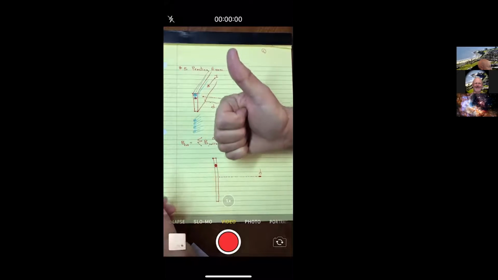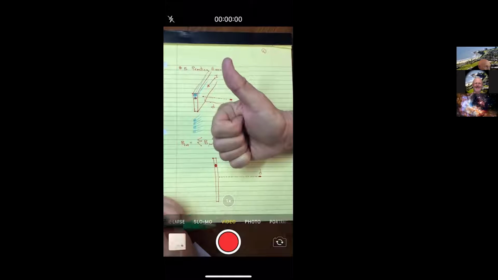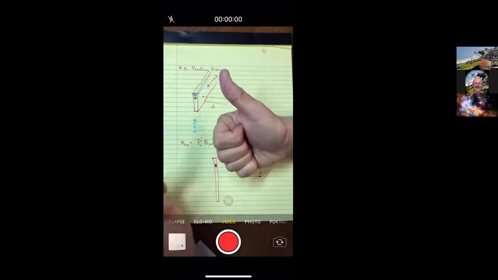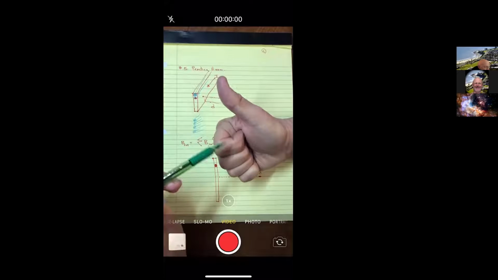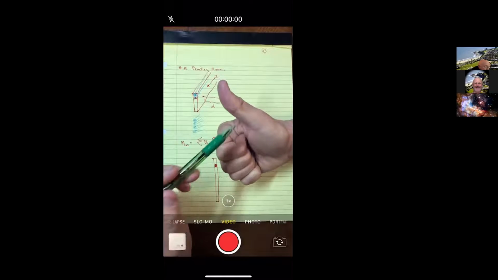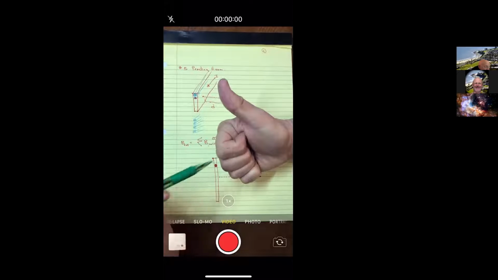So maybe it's worth repeating. I hope that video I sent out on the right-hand rule helped, but with this right-hand rule, you can't say that the current is always your thumb or always your fingers, because you use your thumb or your fingers for the current depending on the shape of your current.